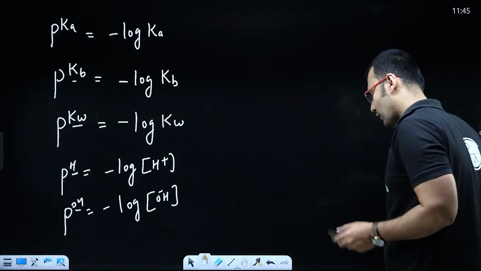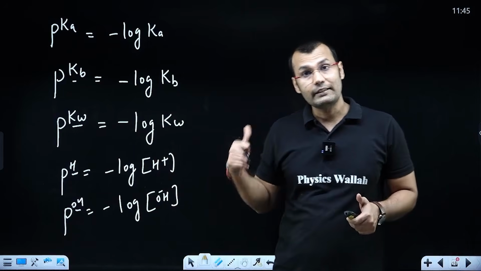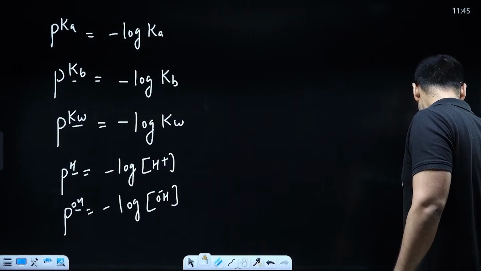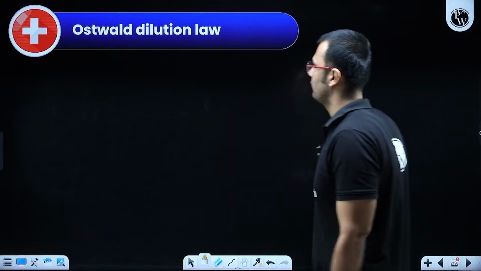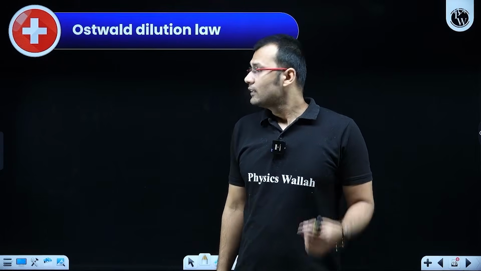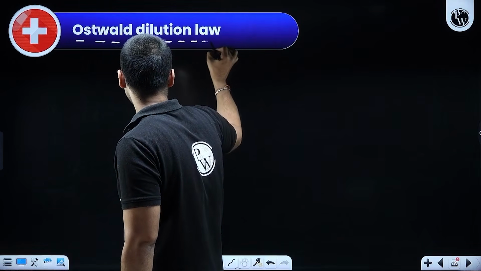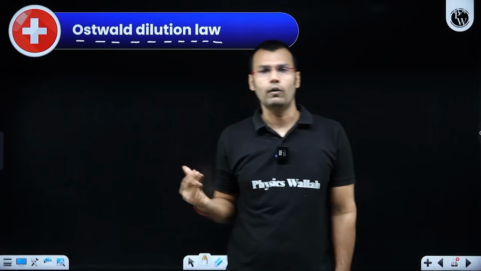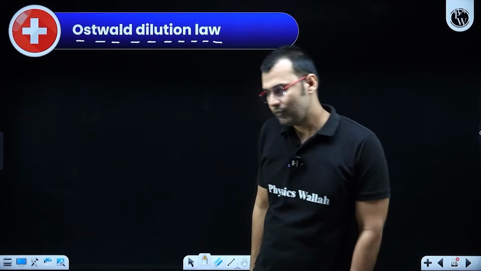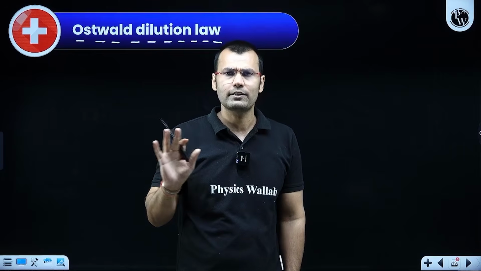Now after talking about all the dissociation constants, like what is Kw, what is Ka, what is Kb, what is K, right, let's have a very important relation which is used very often in this chapter at many places. This is Ostwald dilution law. First of all, let me tell you why we have this law. You know that we talk about weak electrolytes in this chapter, and weak electrolytes are always partially ionized, partially dissociated.